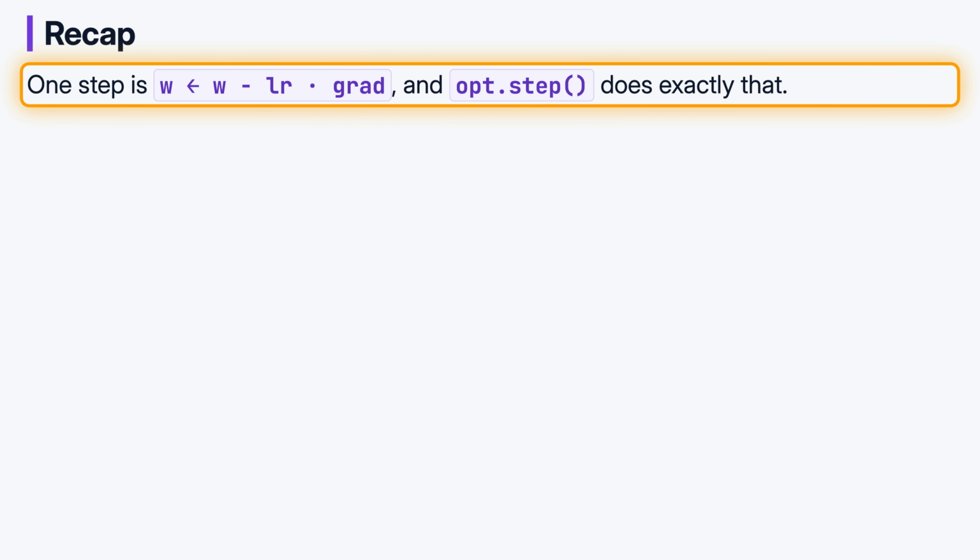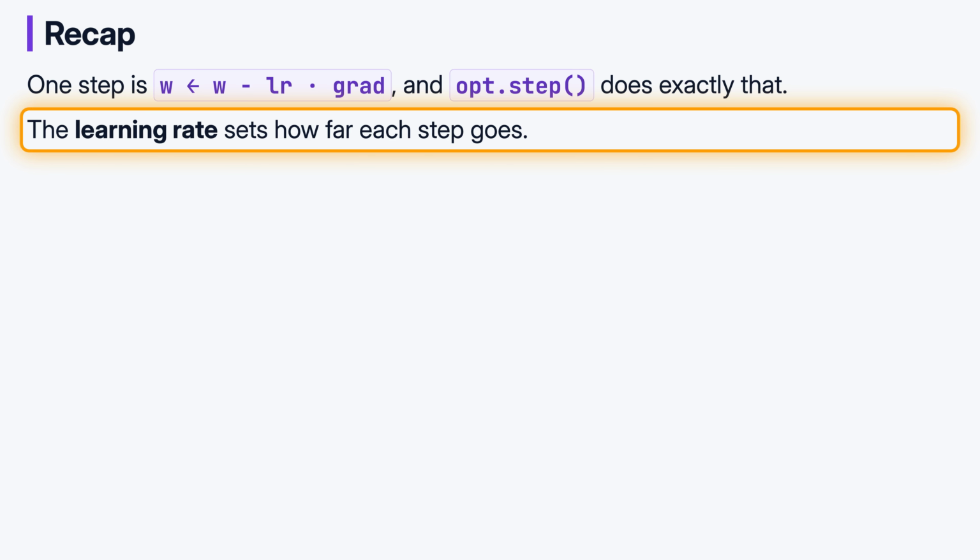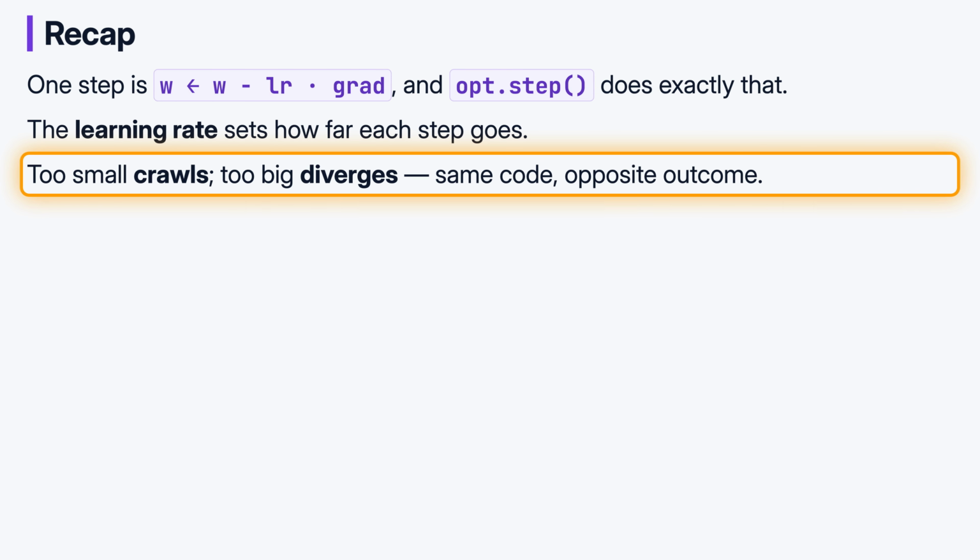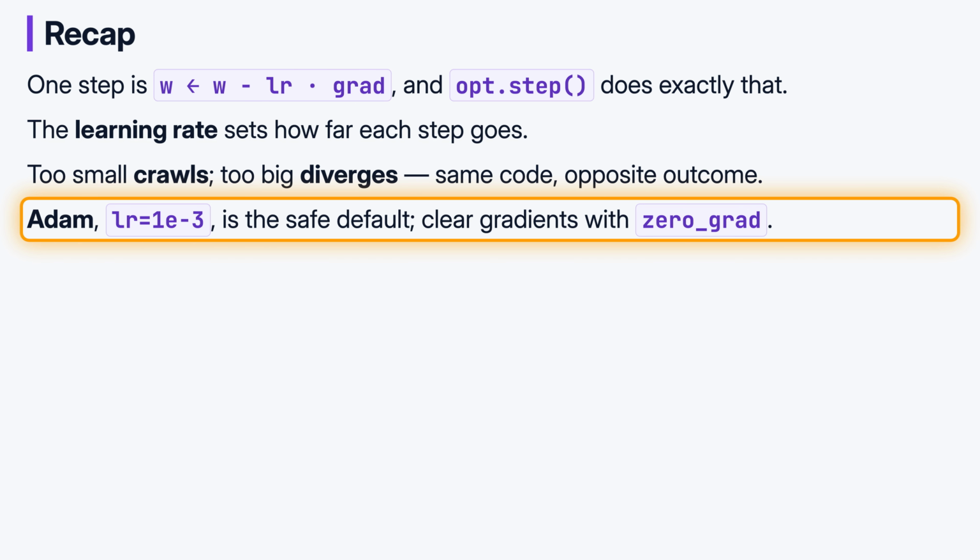Let's bring it together. For plain SGD, one step is W minus the learning rate times the gradient, and opt.step does exactly that. Momentum and Adam build on the same idea. The learning rate sets how far each step goes. Too small and it crawls, too big and it diverges. Same code, opposite outcome. Adam with a learning rate of 0.001 is the safe default, and always clear the gradients with zero_grad.